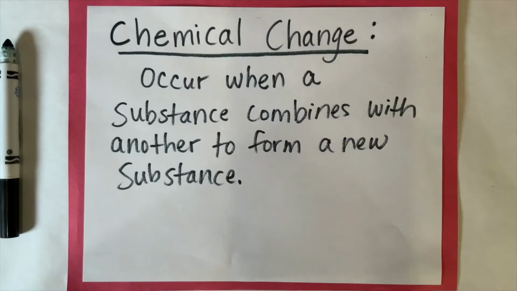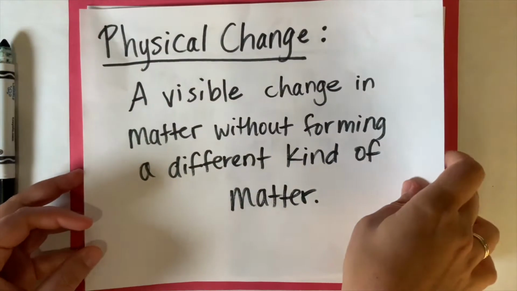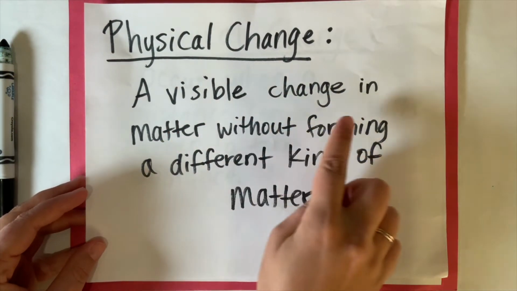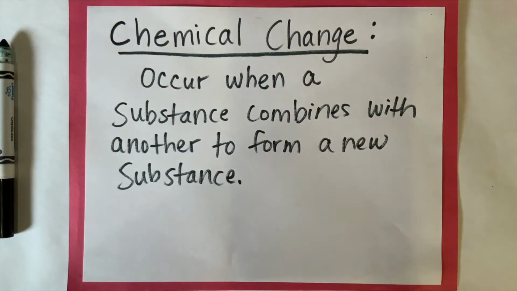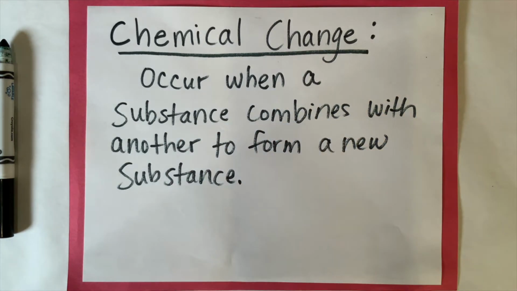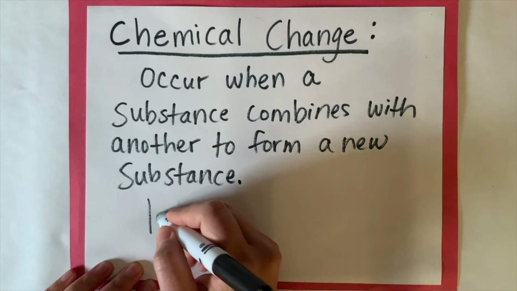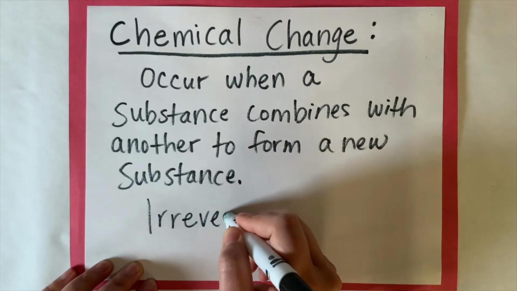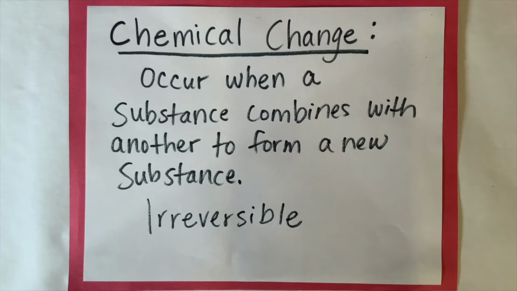It is important to understand that it forms a new substance. Unlike physical change, which is a visible change in matter without forming a different kind of matter, a chemical change occurs when a substance combines with another to form a new substance, okay? And this is also called something that is irreversible. We cannot take back what we made when a chemical change occurs. It is irreversible.